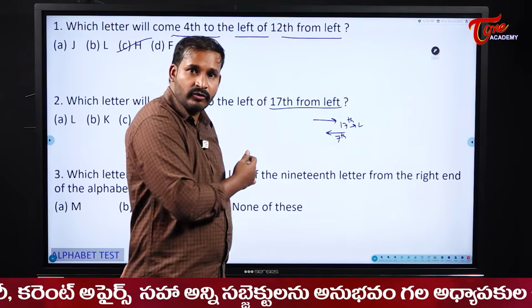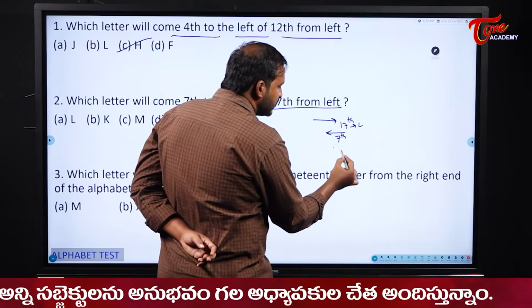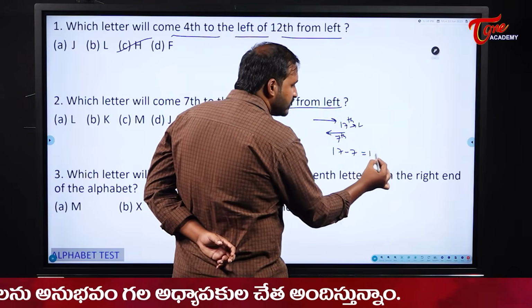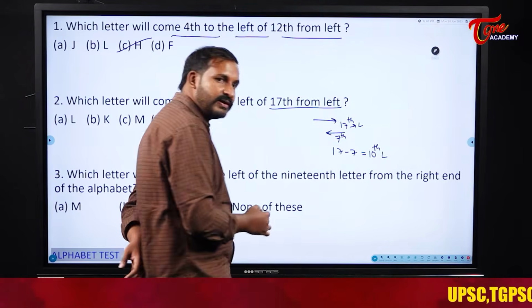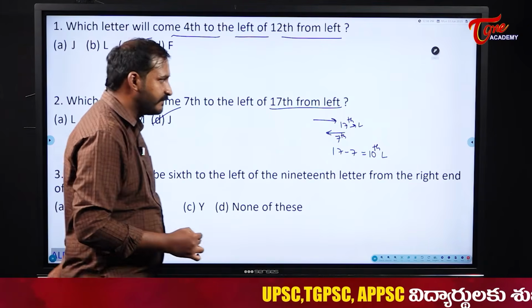What is opposite when you are going back? Whether you will add or subtract? You will subtract. So, what will you do here? 17 minus 7. What does it become? 10th from left. What is the 10th alphabet from left? In EJOT, J. So, our answer here becomes option D, J.